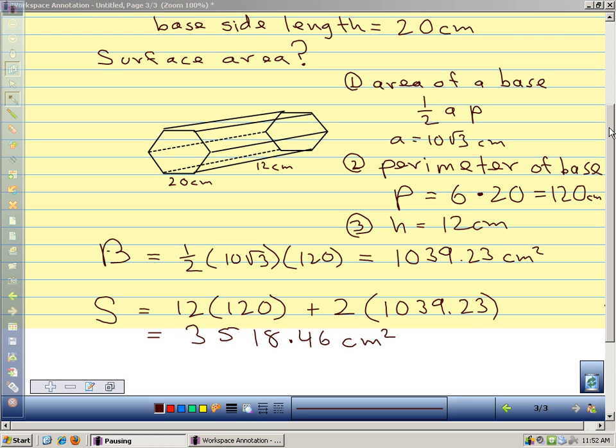So to find the surface area of this prism, we had to find the area of a hexagon. We had to find the perimeter of a hexagon. We also needed to know the height. So depending on the shape of the base and depending on the information that we're given, we might have to do a little work to use our formula. Questions on this example?